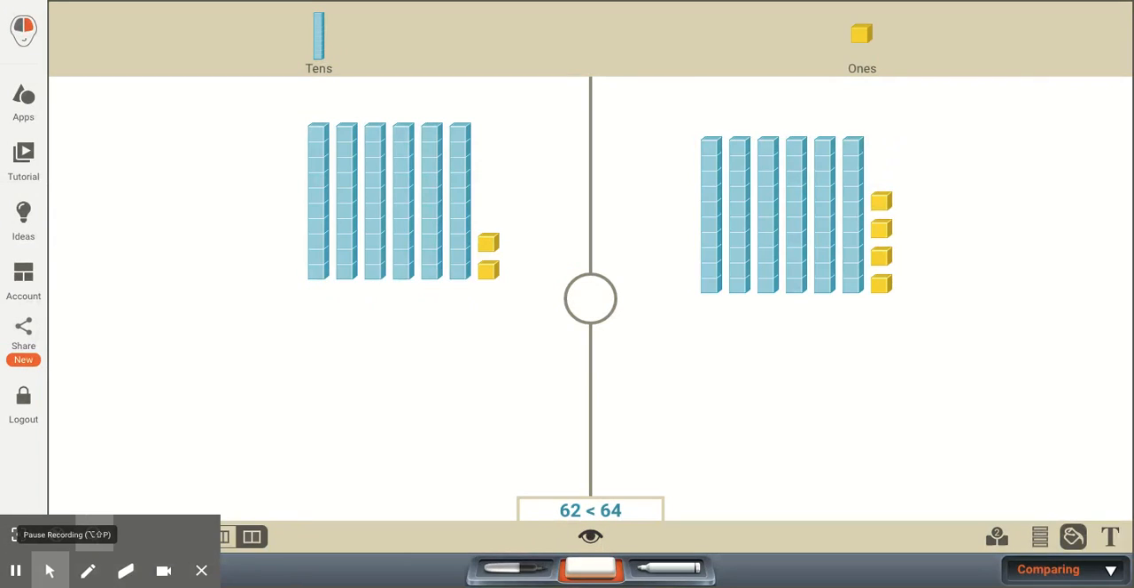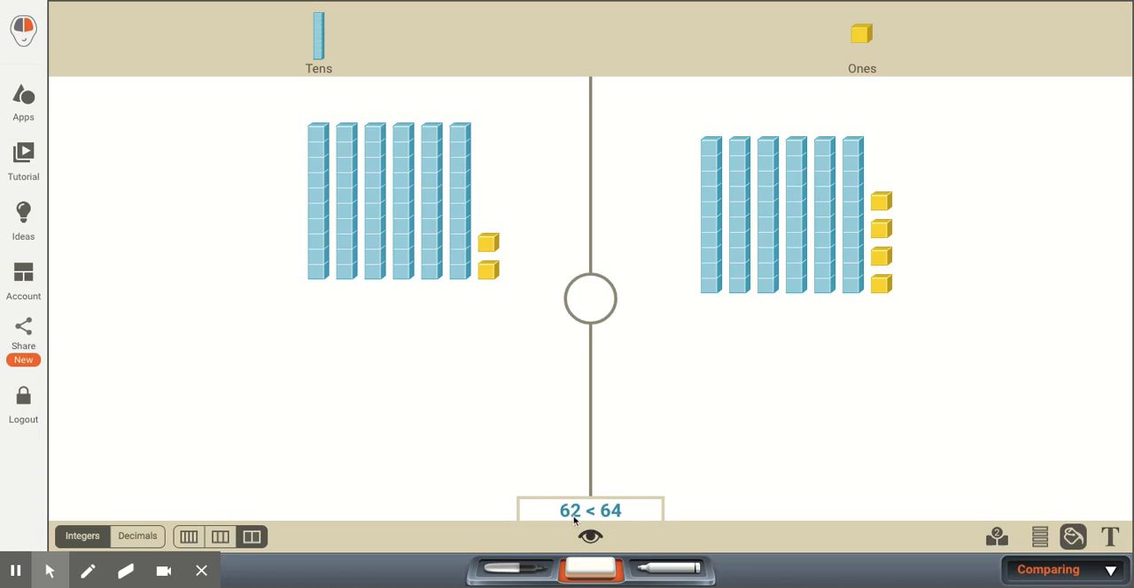Now let's look at the numbers 62 and 64. When we look in the tens place, in 62, the digit 6 represents 6 tens. And when we look at the number 64, the digit 6 in the tens place also represents 6 tens. So it's kind of like a tie.